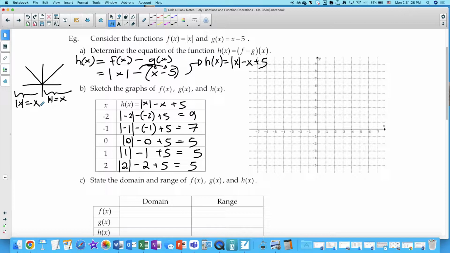So for some of these types of functions, just make a table of values. And as long as you plug things into your table correctly, you should get an accurate graph. Okay, so this is going to be, let's see, negative 2, 9, negative 1, 7, 0, 5, and then the rest of these are all 5.